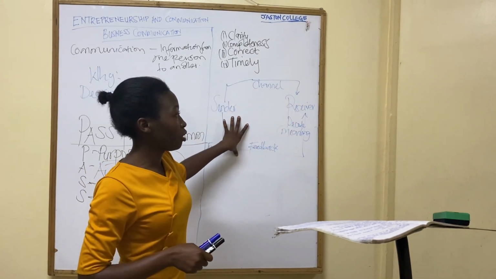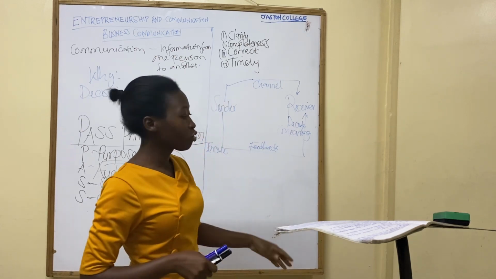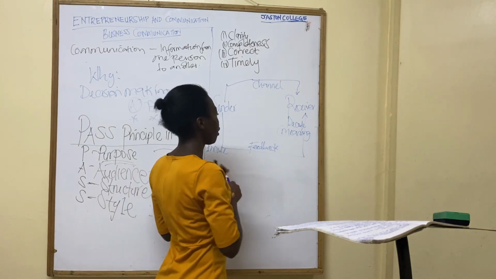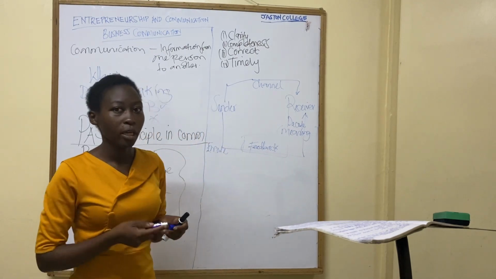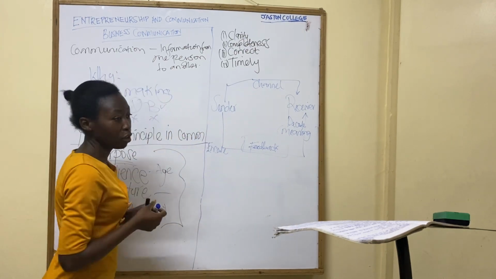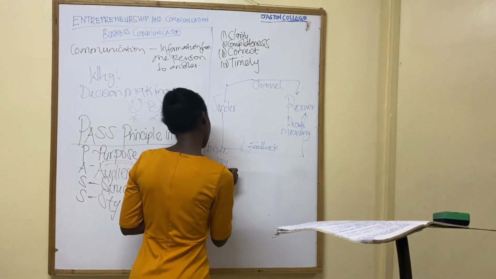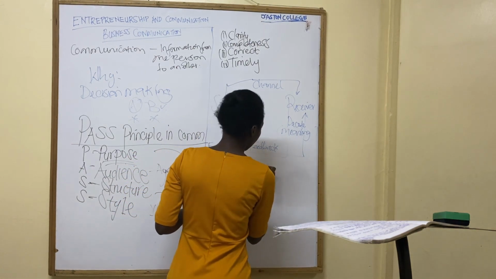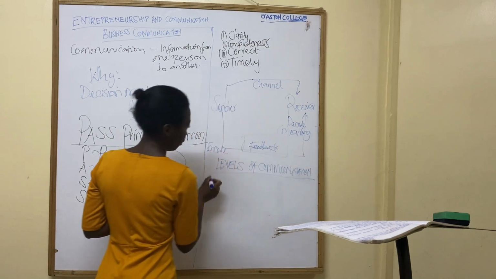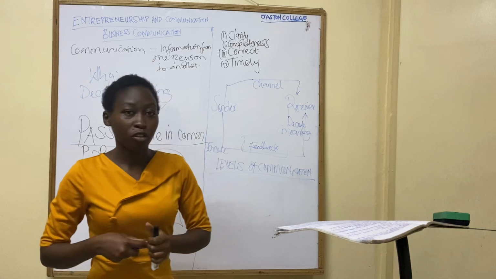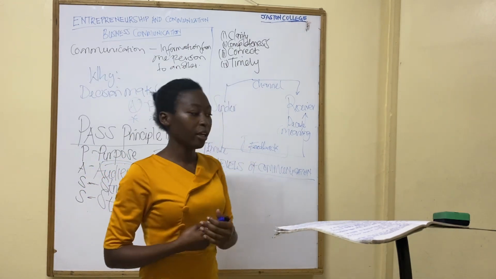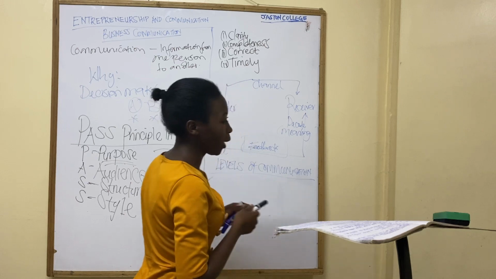So communication is said to be complete when there is a feedback which is received. When there is a feedback, the communication is said to be complete. So we will look at the levels of communication. Levels of communication. So the levels of communication, we have like five of them.